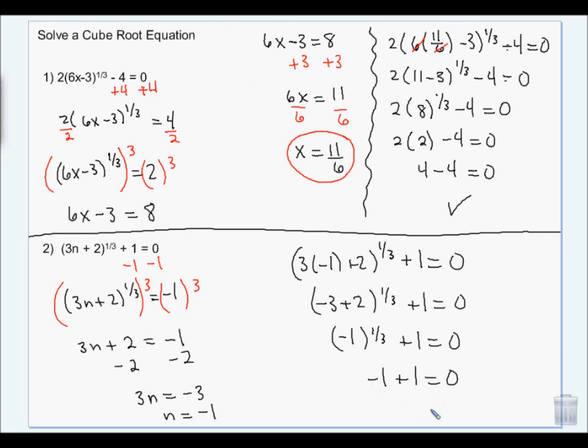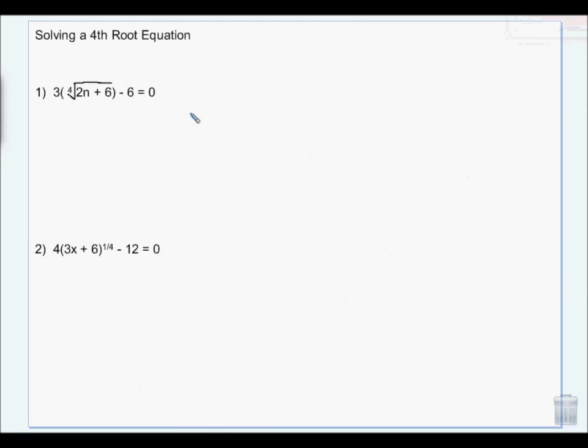Okay, so I get negative 1 plus 1 equals 0. That's true. So this is true. Okay, so fourth roots, I'm going to isolate this. So I'm going to add 6 to both sides. Divide both sides by 3.